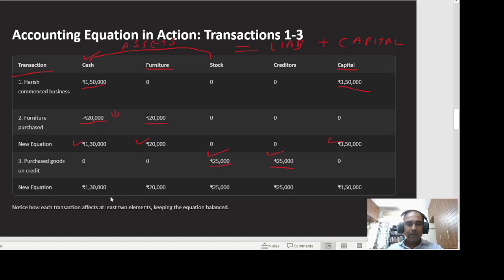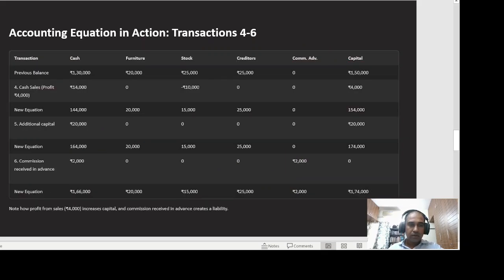So after every accounting equation, you have to create a new accounting equation. The new accounting equation will be 1,30,000 cash. There is no change in cash because of this transaction. Assets, we have furniture 20,000, no change in furniture. One more asset got introduced, which is stock 25,000, and creditors, a new liability, got introduced, 25,000, and capital will be 1,50,000. No change in capital. Clear? Now carry forward the previous balances. These previous balances are coming from the previous slide, guys. I'm just carrying forward the previous balances.